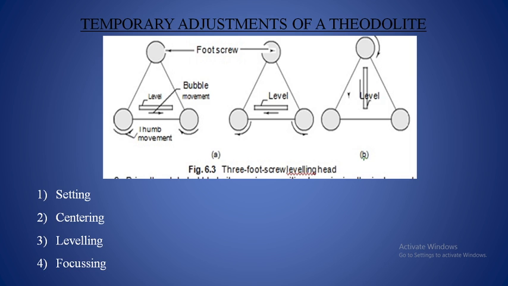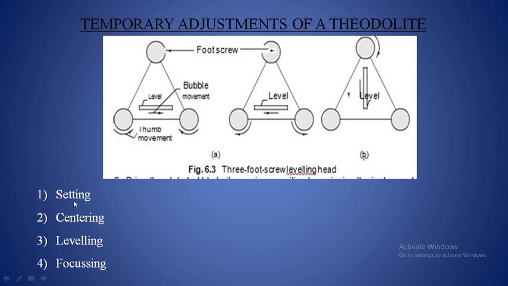Next is temporary adjustments of a theodolite. Here there are 4 steps. The first one is setting, the next one is centering, the third step is leveling, and the fourth step is focusing. The first step, setting, means setting the instrument to the tripod. The instrument must be attached to the tripod before placing it on the ground.